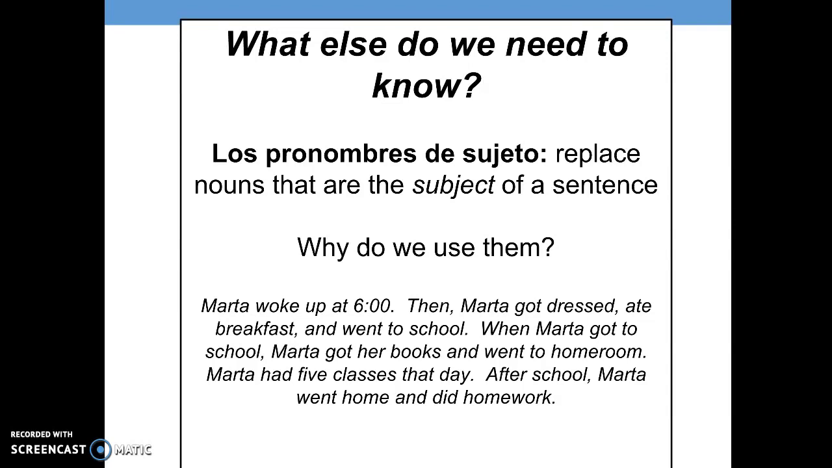Marta woke up at 6 o'clock. Then Marta got dressed, ate breakfast, and went to school. When Marta got to school, Marta got her books and went to her homeroom. Marta had 5 classes that day. After school, Marta went home and did homework.